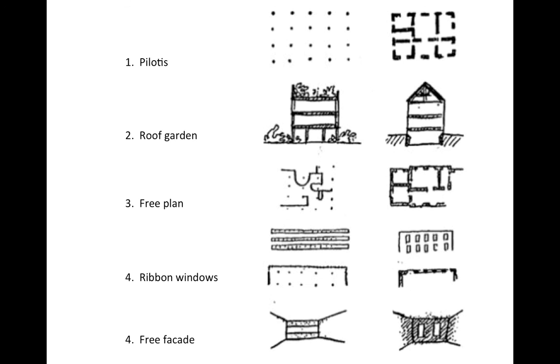Okay, so our 5 points of architecture are pilotis, roof garden, free plan, ribbon windows, and free facade. That should say number 5, not number 4 twice. Pilotis symbolize the freedom of the structure, is not tied into the walls or the plan. The roof garden takes away this kind of old gabled roof and gives a reason for a flat roof.